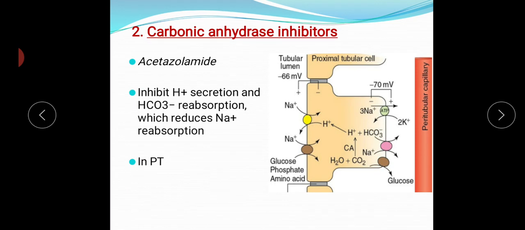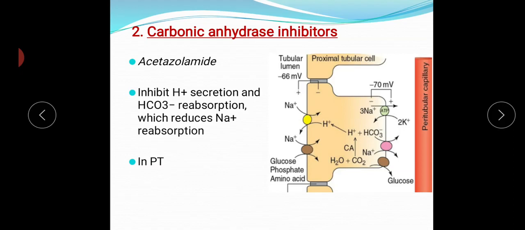Now the second thing is, many of these sodium ions that are getting reabsorbed from the proximal tubules are reabsorbed either via this sodium hydrogen exchanger pump, or via sodium glucose or sodium amino acid co-transport. But these carbonic anhydrase inhibitors will prevent this pump, this sodium hydrogen exchanger, because here the H plus ions are not formed.